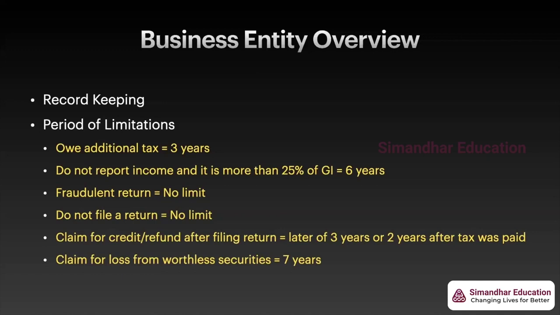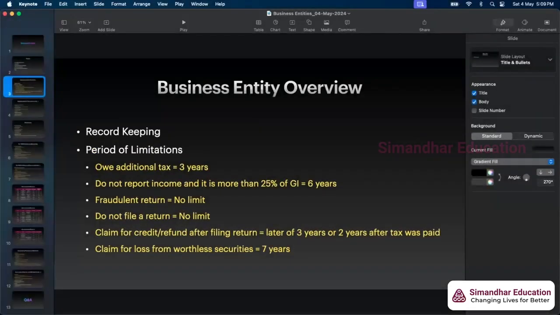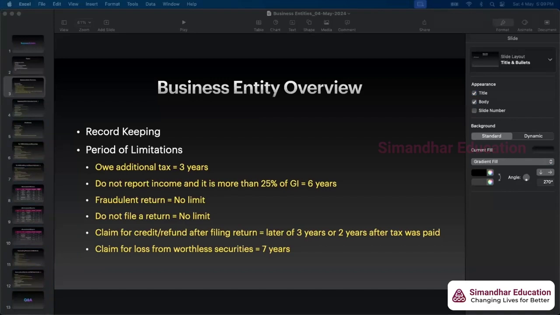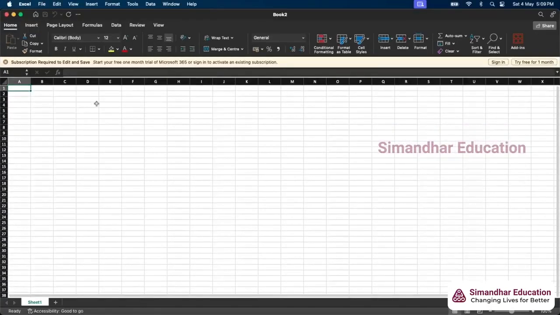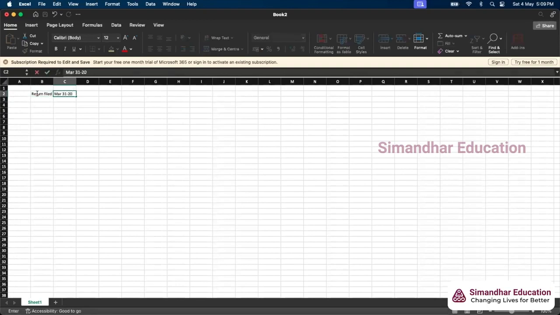Okay, I see there's a question on the second last point. So claim for credit or refund after filing the return, right? So imagine you filed a return, let's look at it on the Excel sheet. Is everyone able to see my Excel screen? Yes. Okay, great. So say you filed the return on March 31st, 2023.